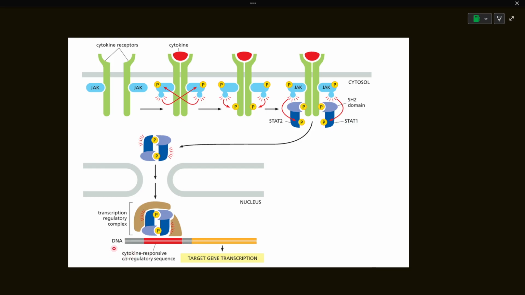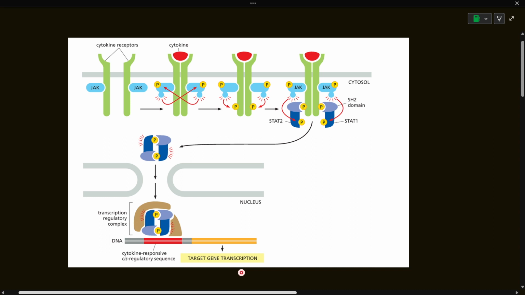You can easily guess from the name that this sequence gets transcribed when the cytokines arrive at the site. That is why they are named cytokine responsive regulatory sequences. So now they are going to result in the transcription of the target genes which are crucial for cell survival, in this particular case. So this is how cytokines take the help of the JAK-STAT pathway to transcribe certain genes. So we are done with the JAK-STAT pathway.